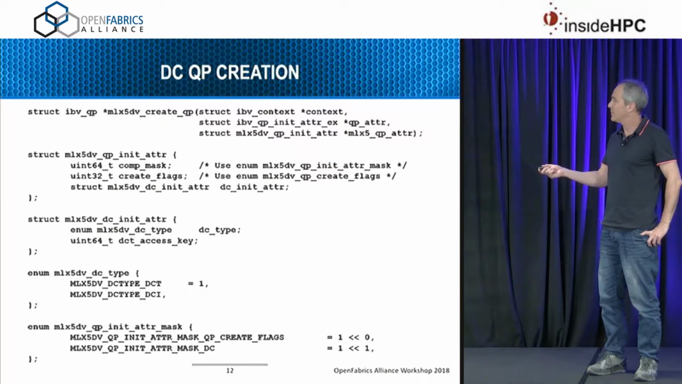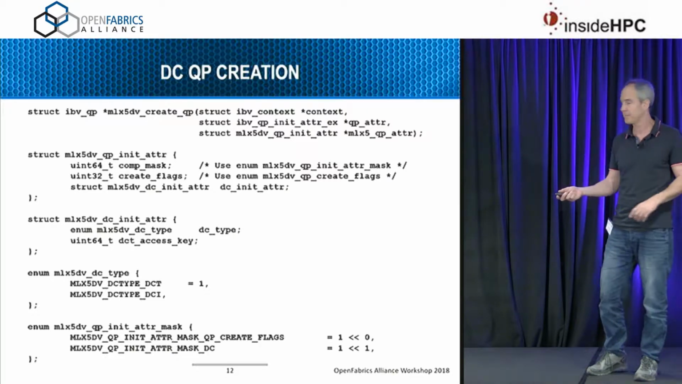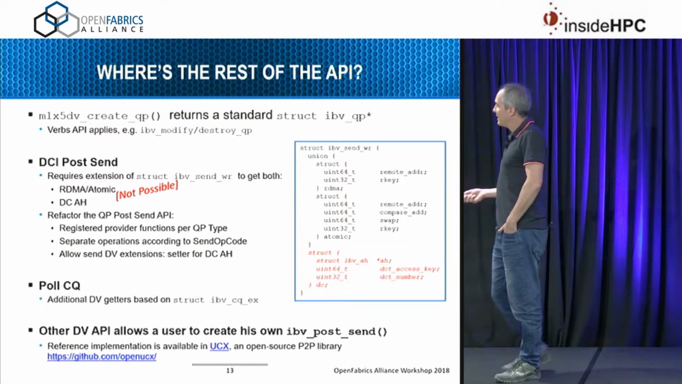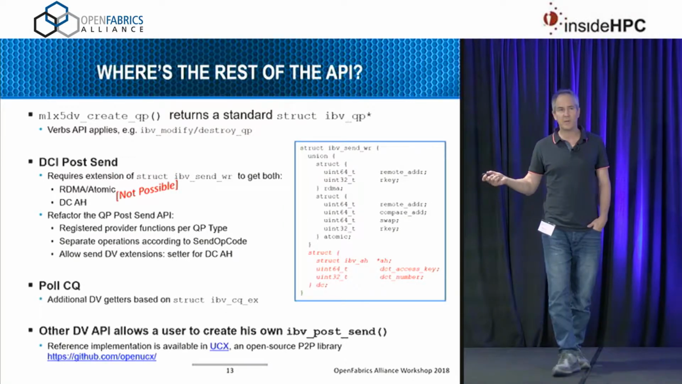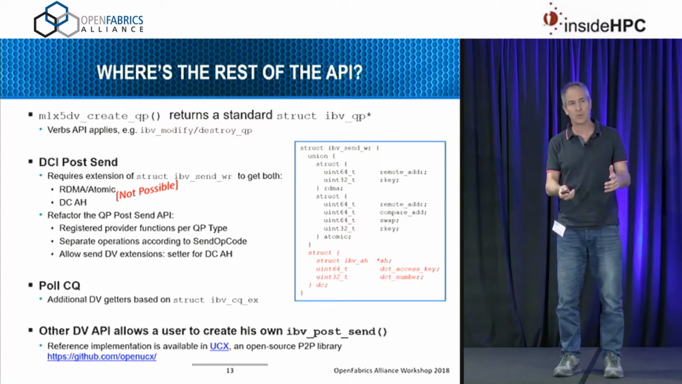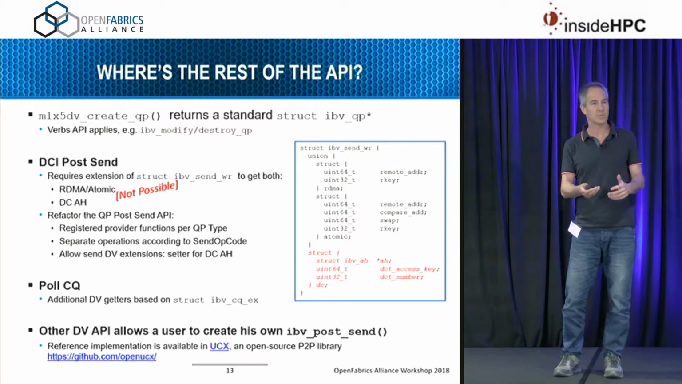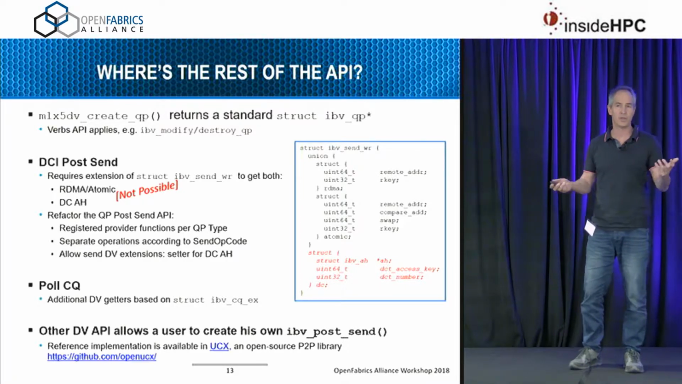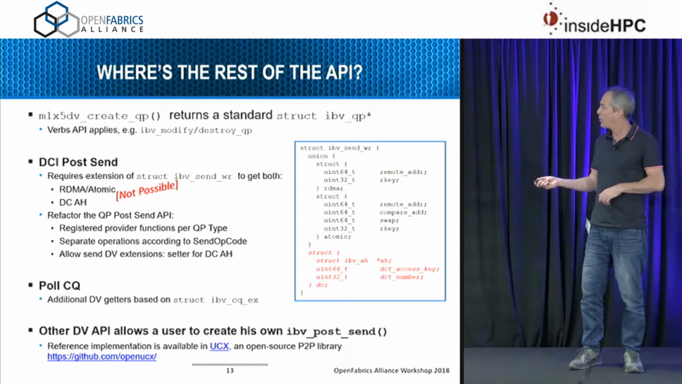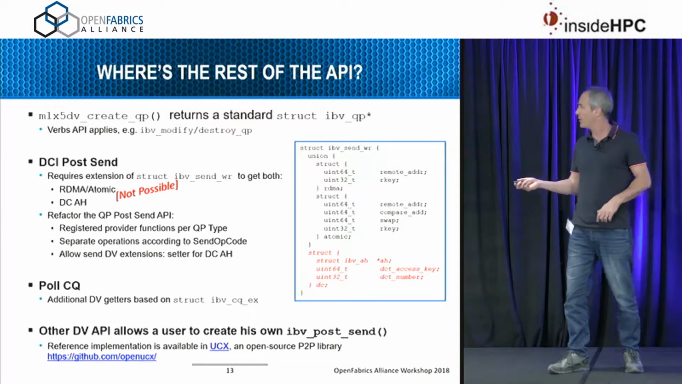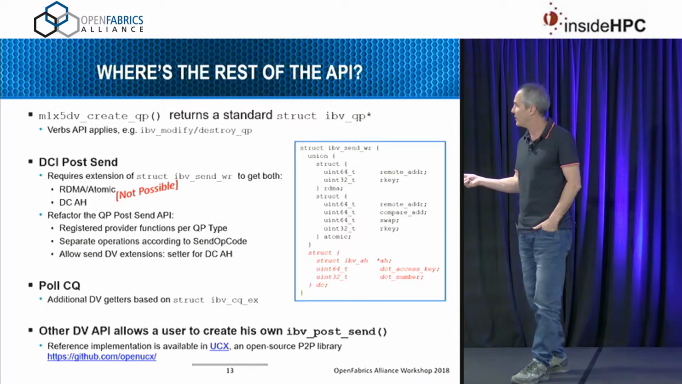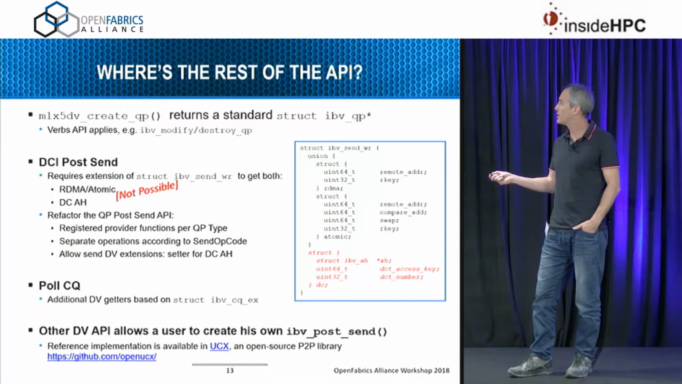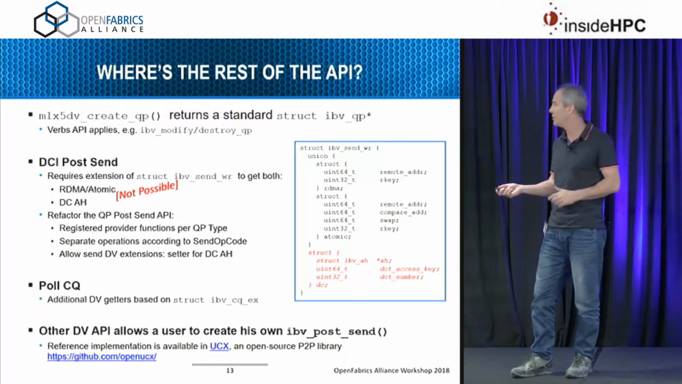So the API is very similar. It just has to bypass verbs because these are not standard IBV QP types. So creating a QP is very simple. Modify and destroy are the regular verbs API. There's no special need for anything additional, besides the initiating of a special QP. Destroying this QP is with regular verbs. What's still missing in the RDMA core package? Currently, the create returns a standard IBV QP, so modify and destroy have regular semantics. There's nothing new there to expose.